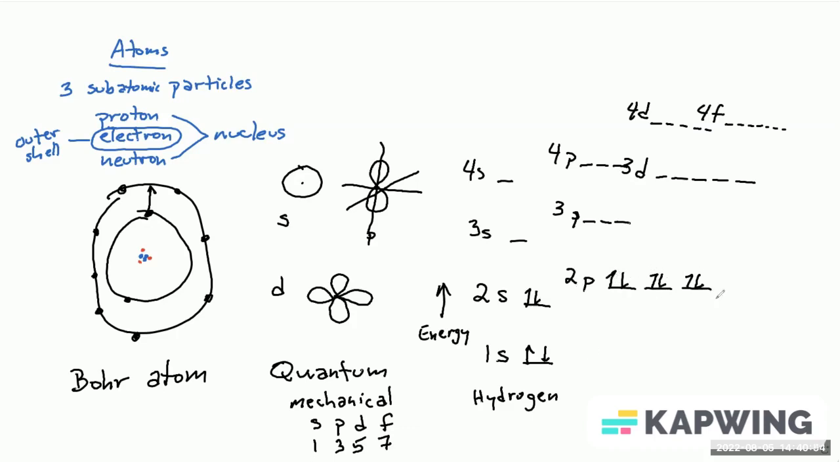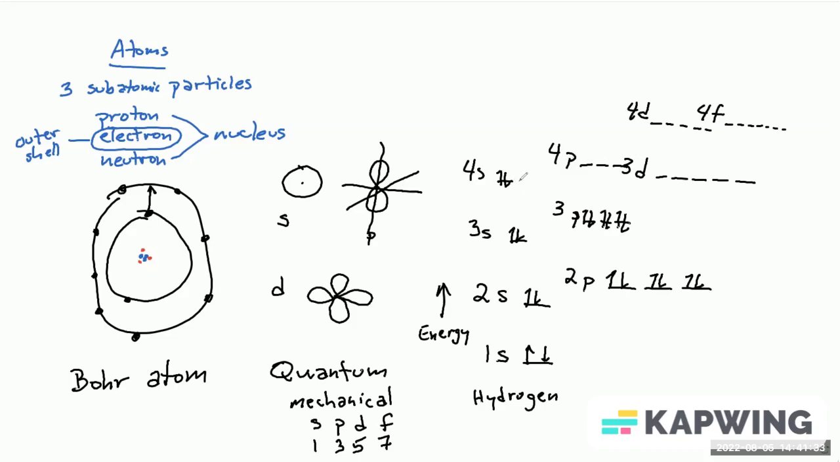Up here, we get this filled in. We're up to neon. That's 10 electrons. So now we go sodium, magnesium, aluminum, silicon, phosphorus, sulfur, chlorine, and then argon. Okay, we get it all filled up. We're at the end of the row of the periodic table. Potassium, calcium, and so on.